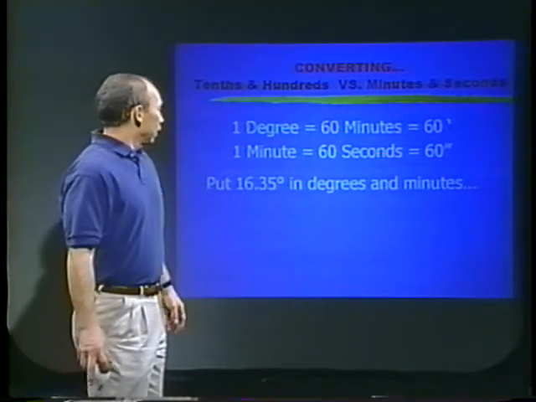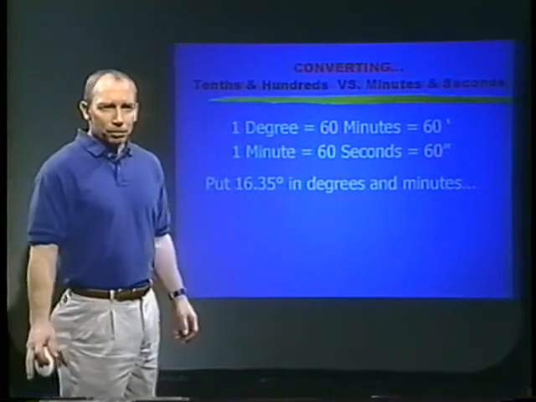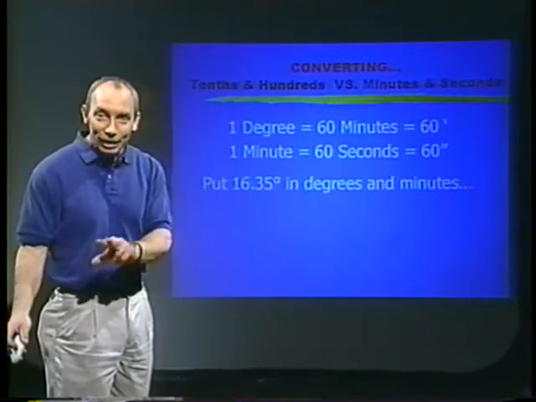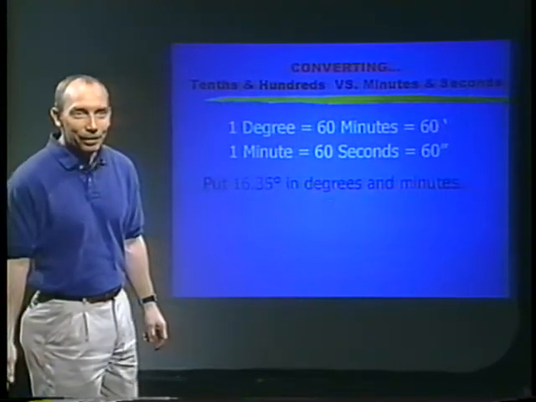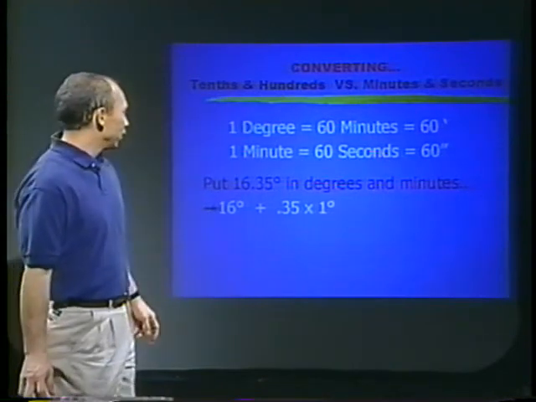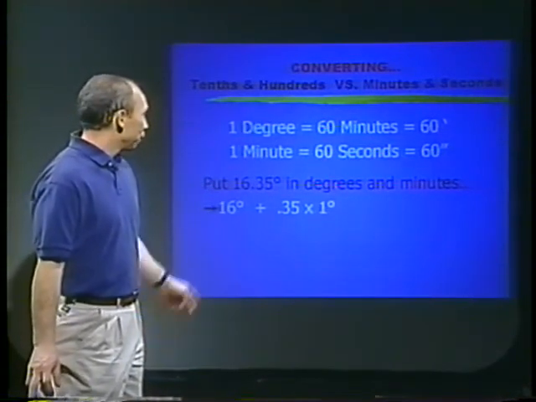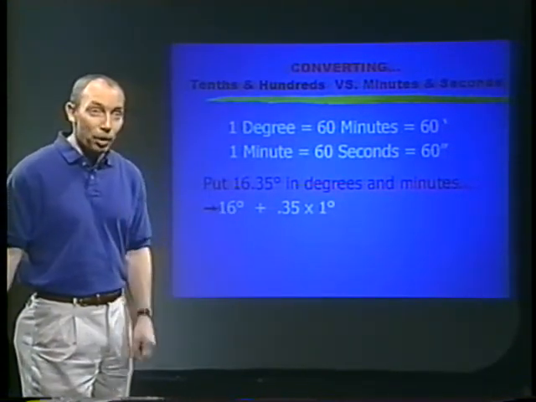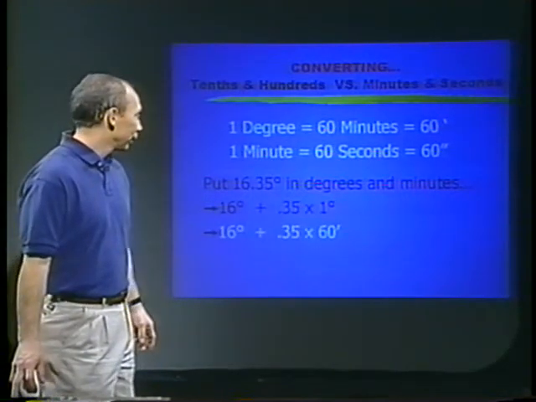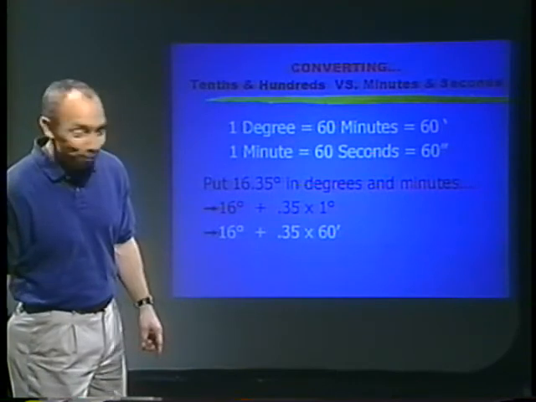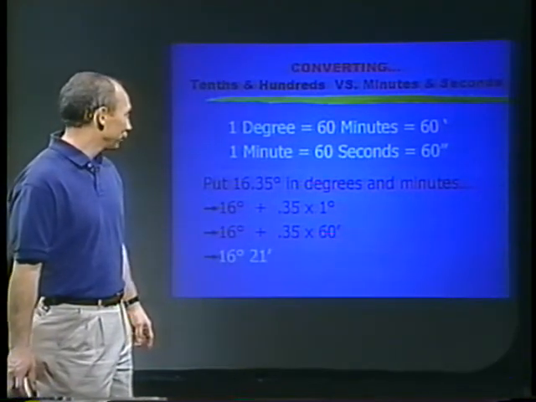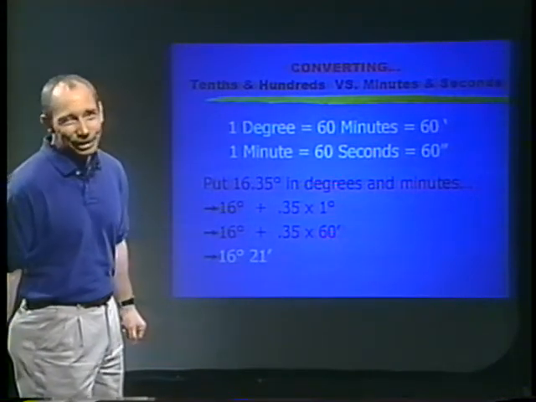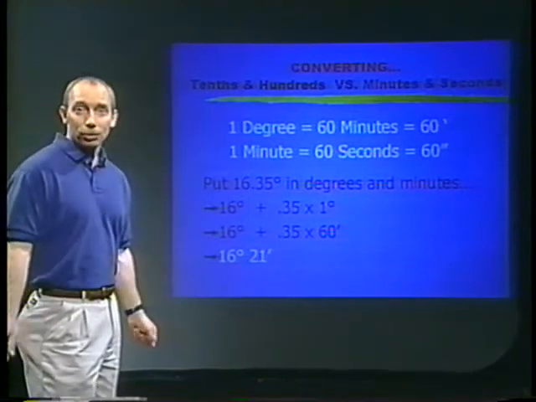Okay, now what if I want to go backwards? What if I want to put 16.35, okay, I already have as a decimal, and I want to go back to degrees, minutes, and seconds, if you understand degrees, minutes, and seconds. Okay, well, let's see. That's going to be 16 degrees, okay, and the 0.35 is of a degree. So what would be 0.35 times 1 degree, or 1 degree is 60 minutes, okay? Well, let's see, 60 times 0.35 is 21 minutes. So that would be one way to do it if you did it on pencil and paper, okay? But you don't need to do it on pencil and paper. You really should use a calculator, okay?